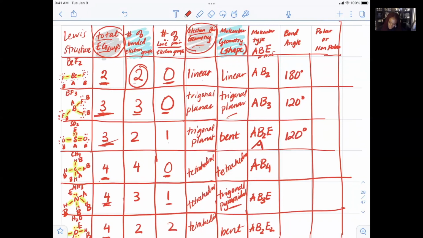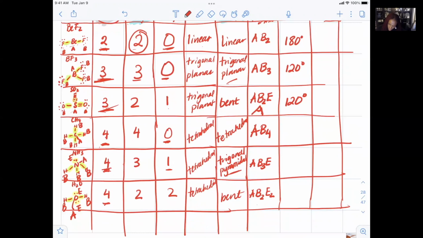120 should be sufficient. In the 4 electron groups, your bond angles are 109.5. In the majors class, we learned that the presence of the lone pair alters the bond angles a little bit, but for you guys, 109.5 is sufficient.